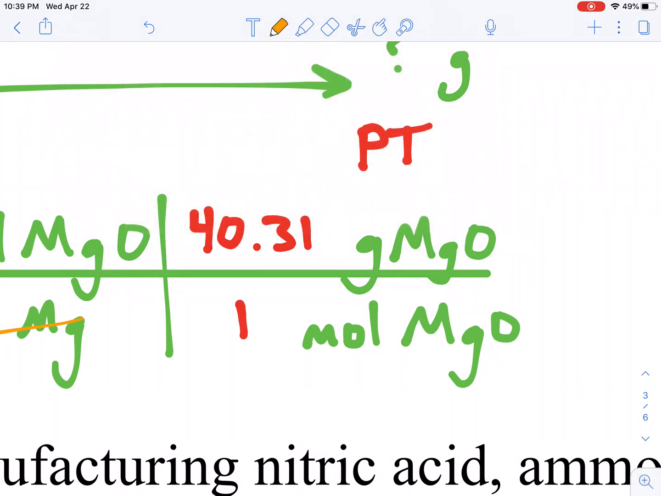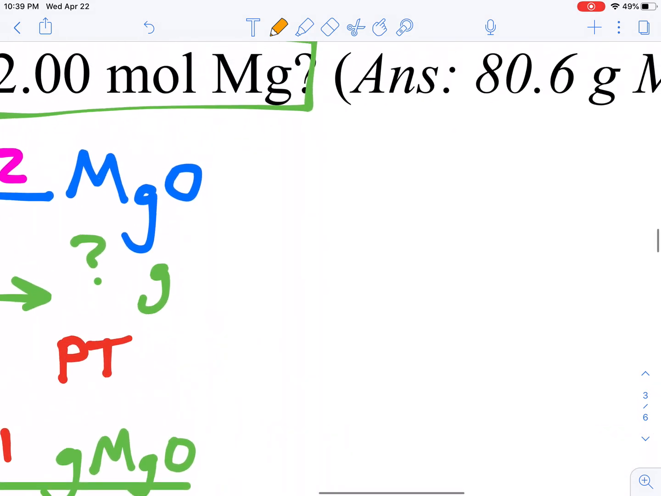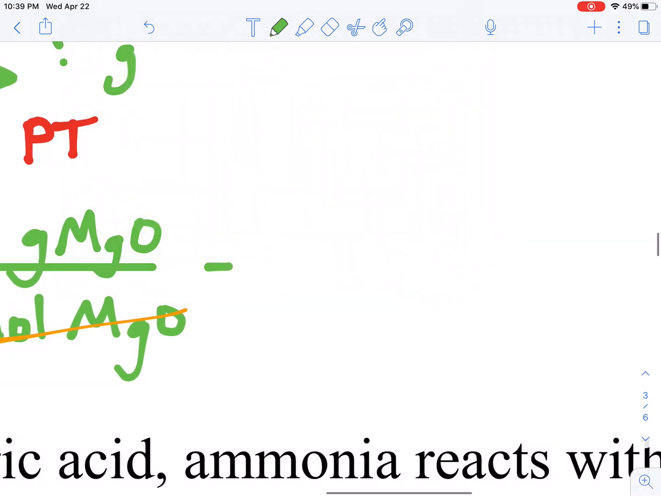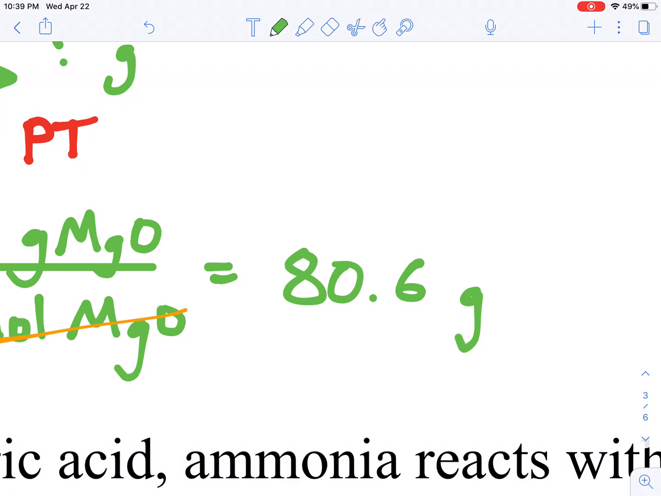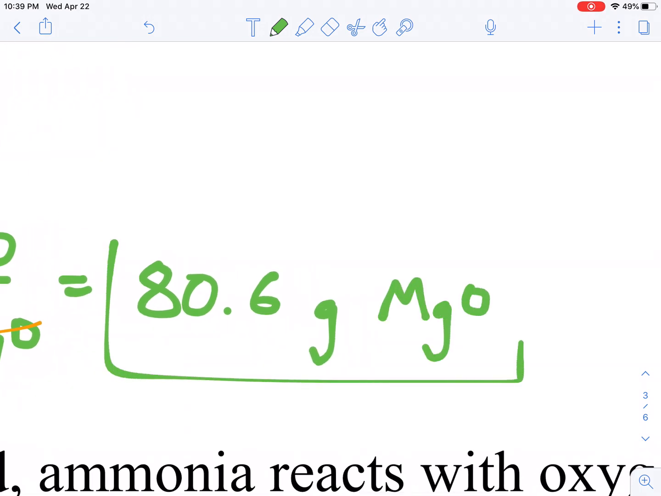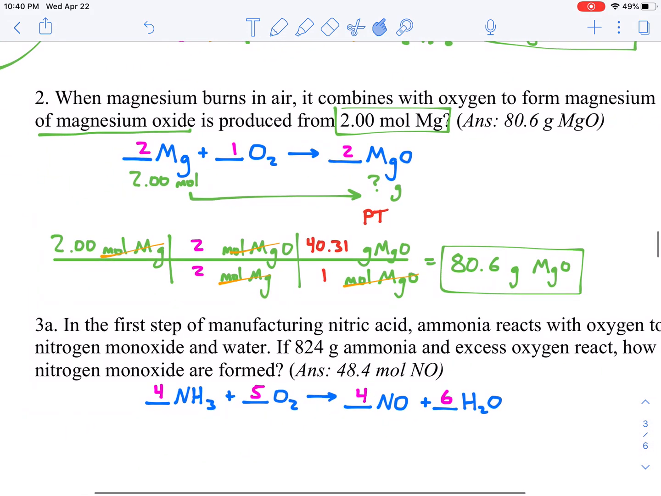Your moles of magnesium oxide will cancel. You're left with grams of magnesium oxide, which is what you wanted, right? So that's good. And when you do the math, you will get 80.6 grams of magnesium oxide. Notice that we are finishing with 3 sig figs because we started with 2.00 that has 3 sig figs. All right, let's try one more.